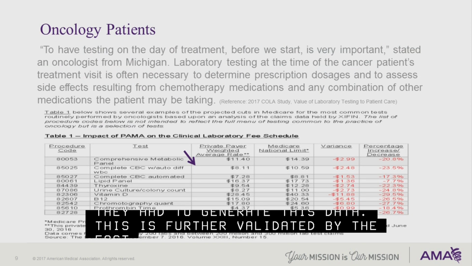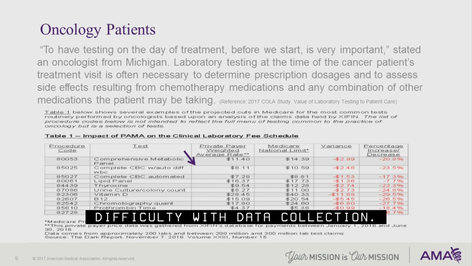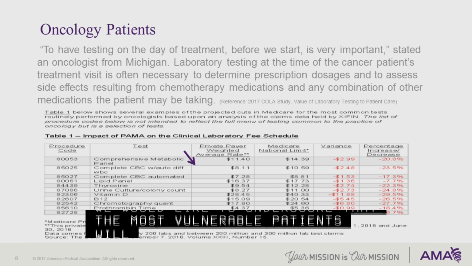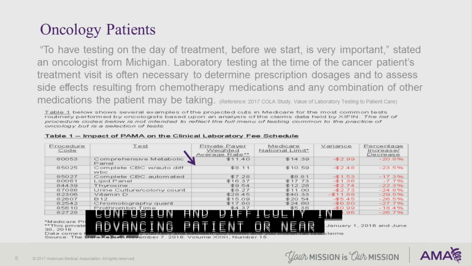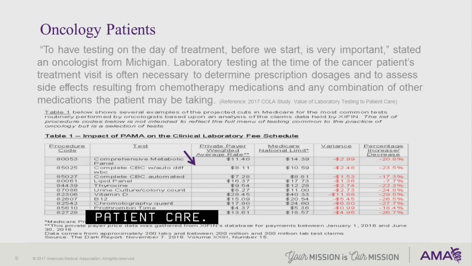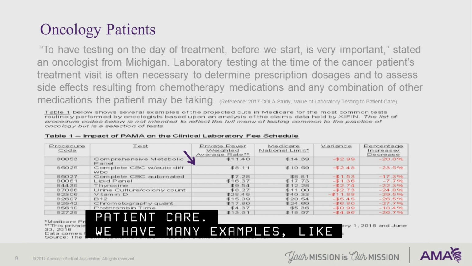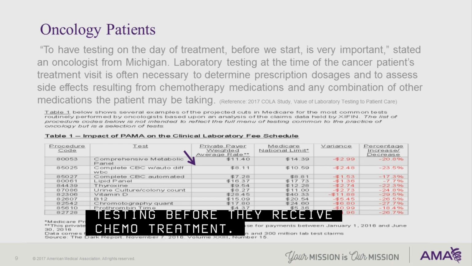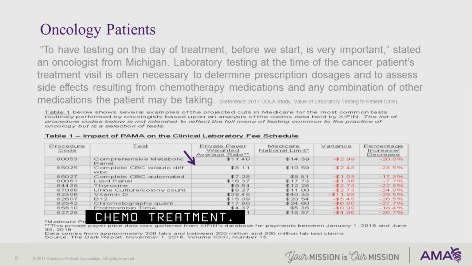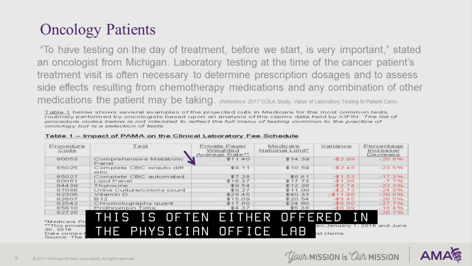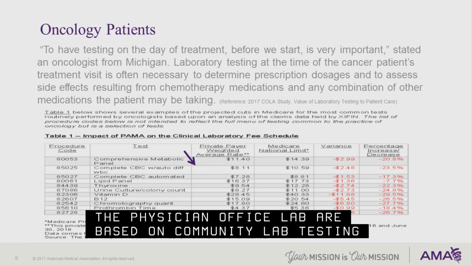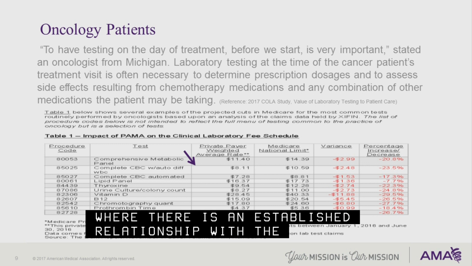We would just like to underscore that the most vulnerable patients are going to bear the burden of the confusion and the difficulty in accessing near patient testing, and small community lab testing as well. We have many examples of, for example, oncology patients that require testing before they receive their chemo treatment, and an analysis was done of some of the typical tests that would be performed in such a scenario. This is often either offered near patient in the physician office lab or based on community lab testing where there's an established relationship with the oncology practice. We have one example from New Mexico of a clinician who provided us this information.